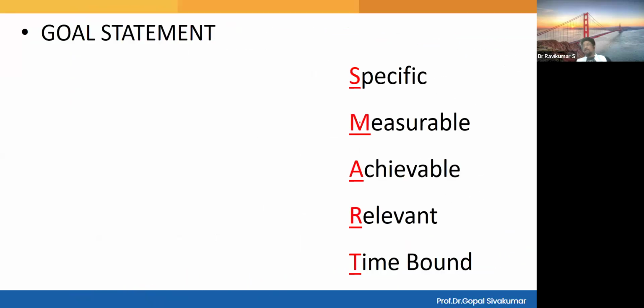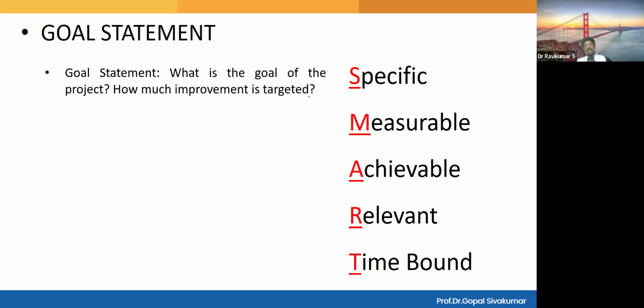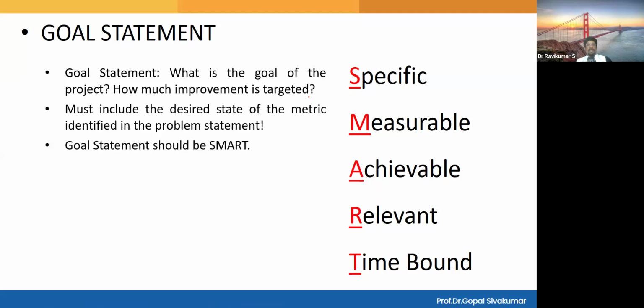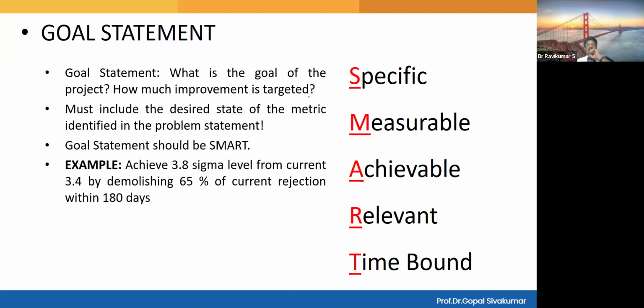And the goal statement. The goal statement must always be SMART: specific, measurable, achievable, relevant, and time bound. Your goals must be clearly mentioned in metrics. So what is the metric? Achieve a 3.8 sigma level from the current 3.4. At present, your organization's sigma level is 3.4. Go for 3.8. It is specific and it is measurable. Obviously, you can measure it using DPMO.